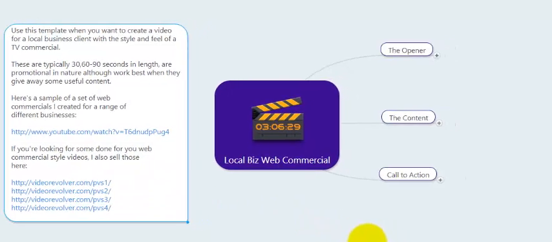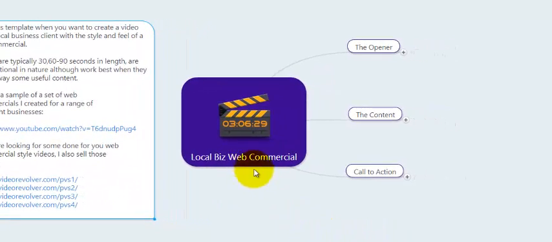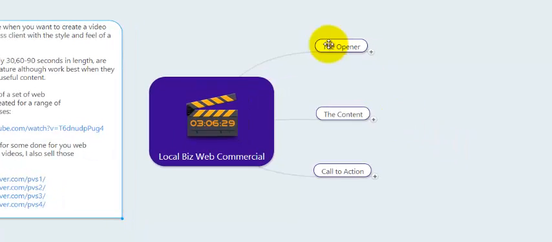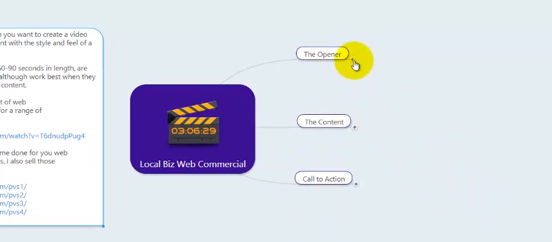But let's talk about how to actually write a script for a web commercial style video. They basically start with an opener, then we have some free content, and then it ends with a call to action. These are usually created for local business clients, so they're pretty simple, pretty short and straight to the point. There are 3 key parts here, so we're going to break them all down right now.